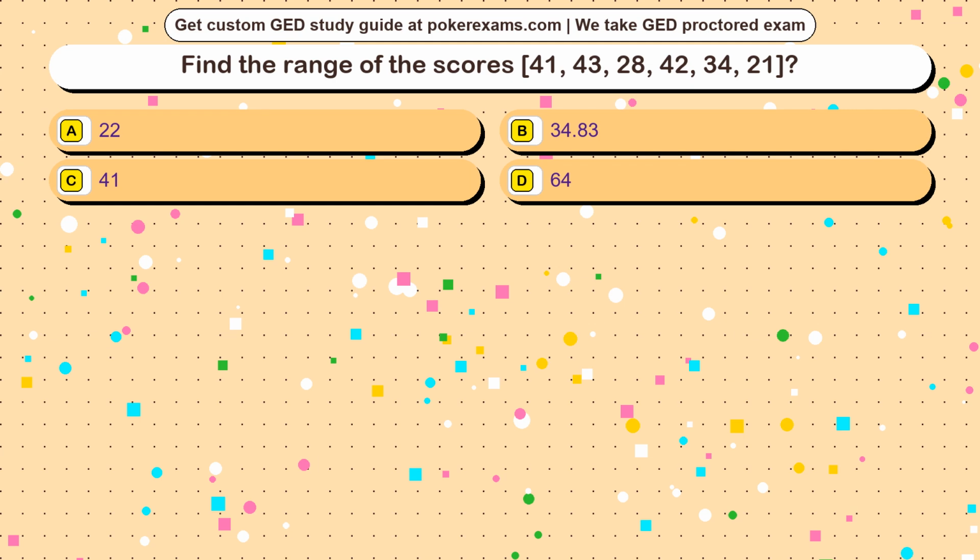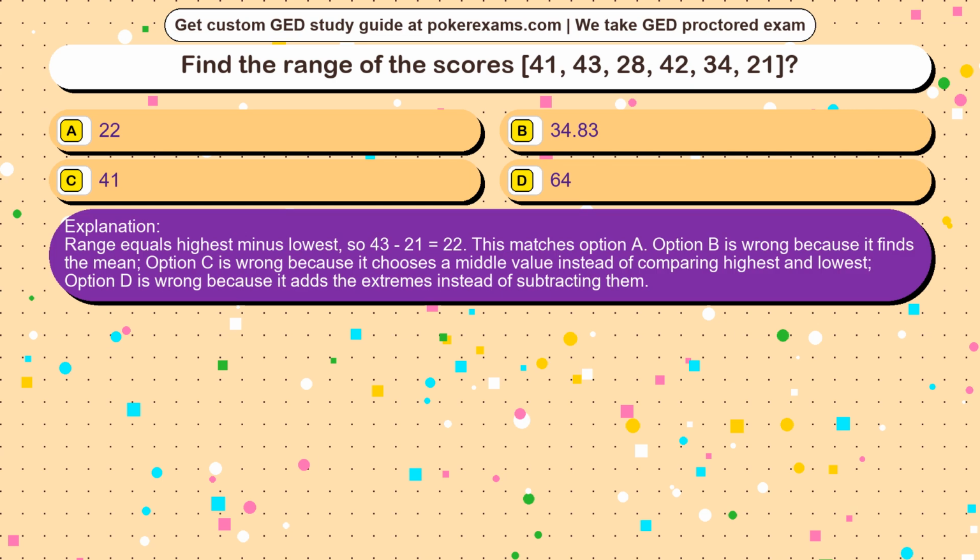The correct answer is option. Range equals highest minus lowest, so 43 to 21 equals 22. This matches option A. Option B is wrong because it finds the mean. Option C is wrong because it chooses a middle value instead of comparing highest and lowest. Option D is wrong because it adds the extremes instead of subtracting them.